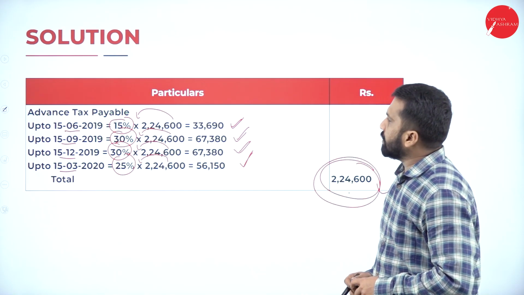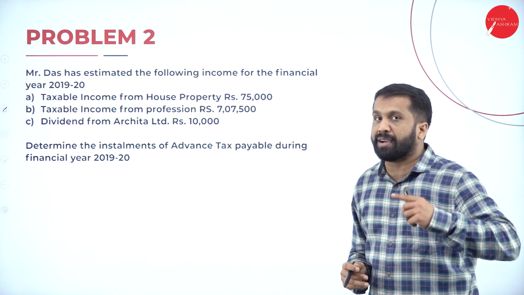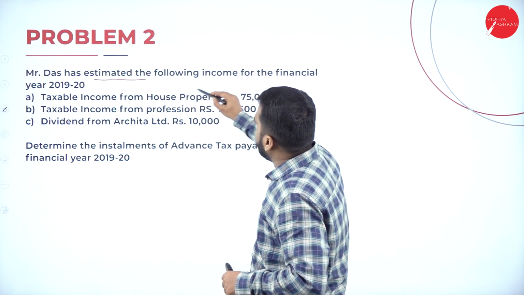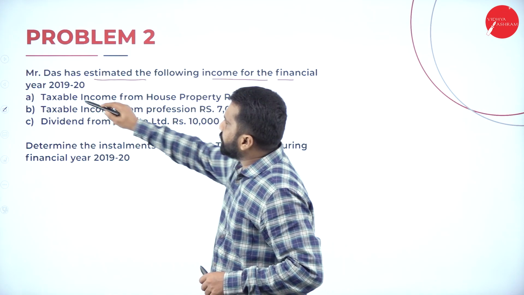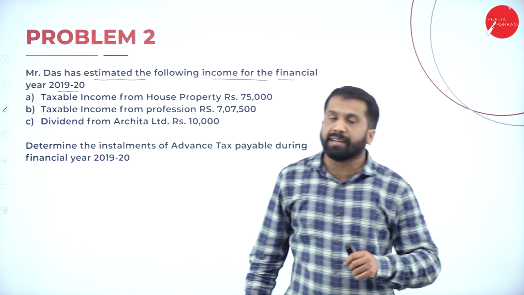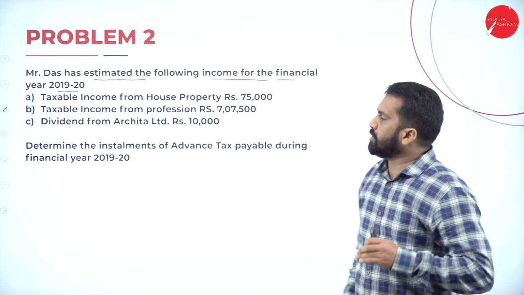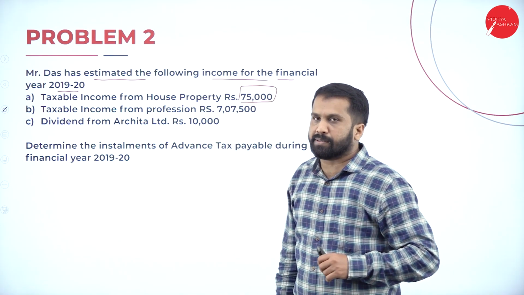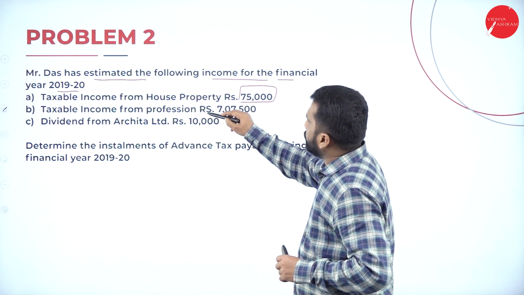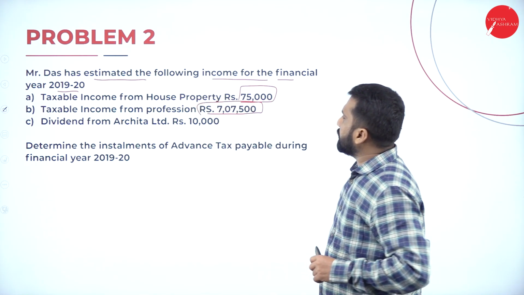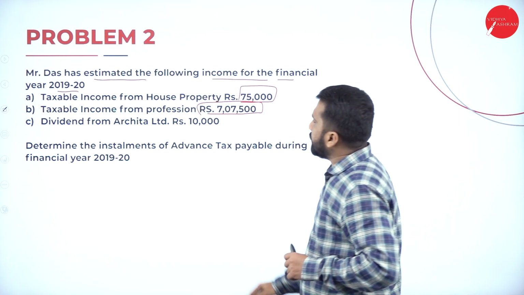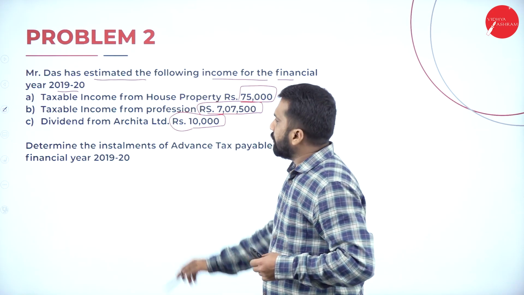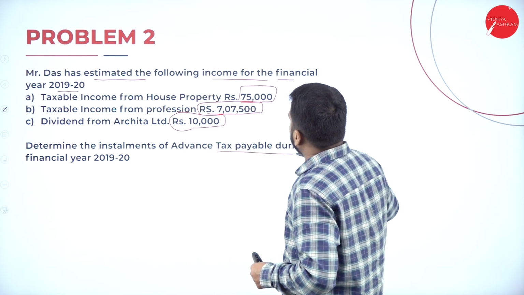Now I'll go to the next problem so that you will understand better. Second problem on advanced tax. Das has estimated the following income for the financial year 2019 and 2020. Taxable income of house property 75,000. Then taxable income from profession 7,07,500. Dividend is how much? 10,000. Remember, dividend is taxable or exempt? Exempt. Determine the installment of advance tax payment.